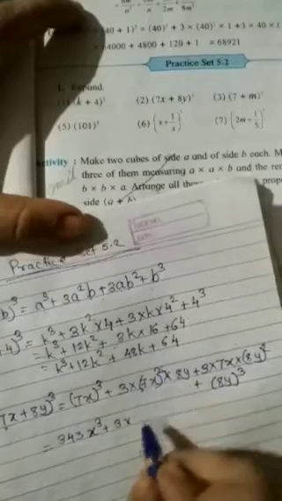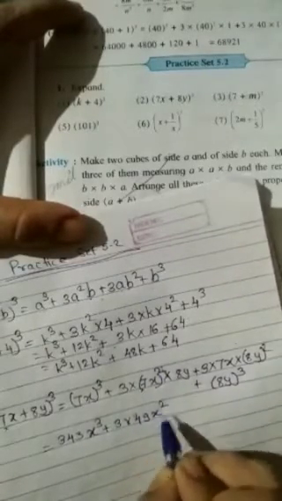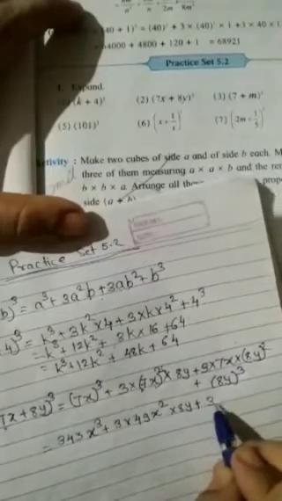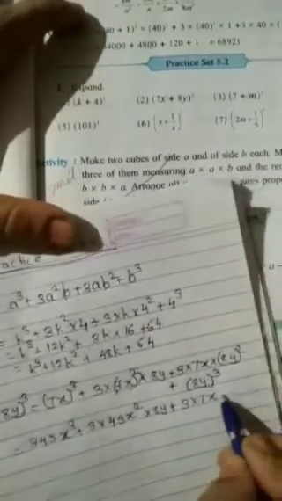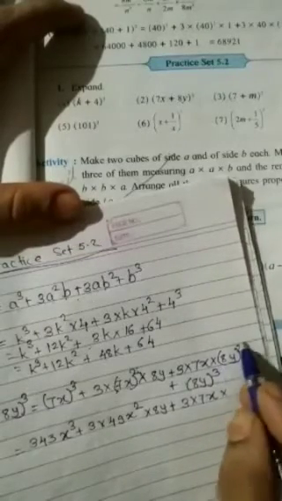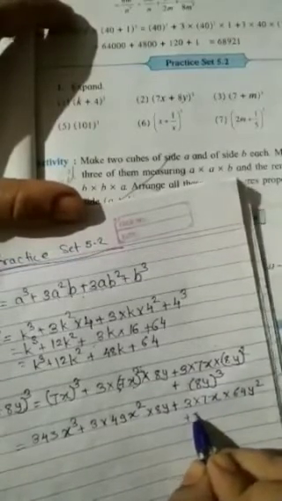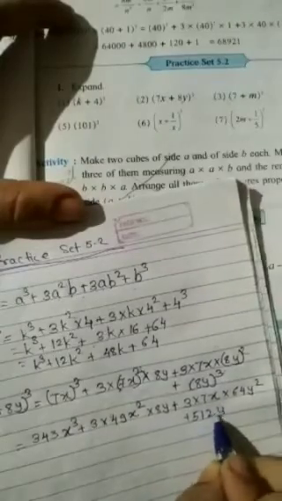Now solve it. That is 7 cube. You have to find the cube of 7. 7 cube is 343 and the cube of x is x cube, plus 3 into the square of 7, that is 49, x square into 8y, plus 3 into 7x into (8y) whole square, means 8 square is 64y square, plus 8 cube is 8 into 8 into 8, that is 512, and y cube is y cube.